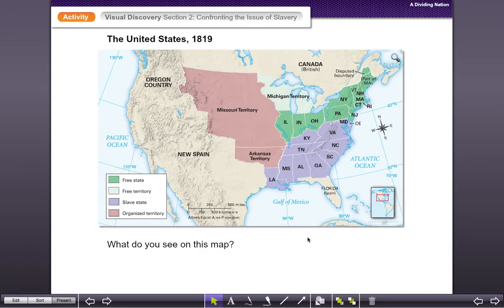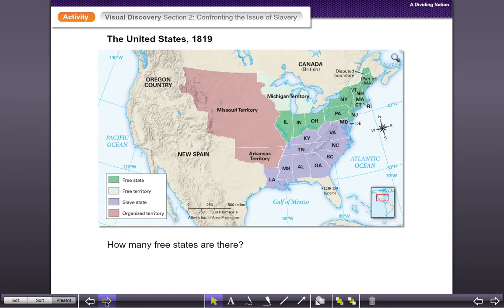Okay, so what do you see on this map? Well, to me, I'm seeing how states are organized between free and slave, and then you've got all this area over here that's like, what's up? What's going to happen? What does this mean for the United States? There's people living here, they're in these territories, but they're not states yet. So that's what I see.